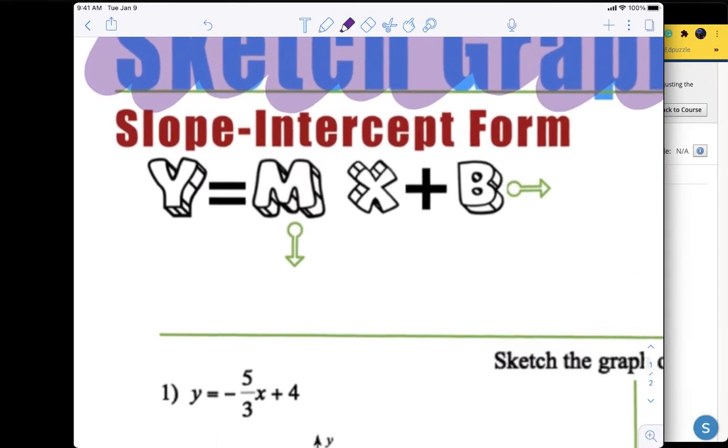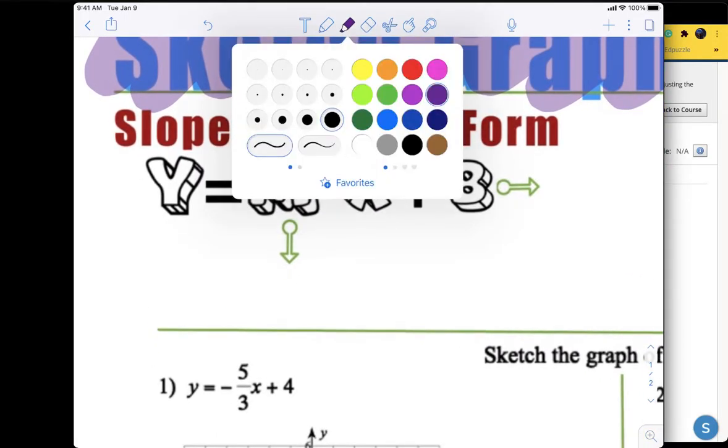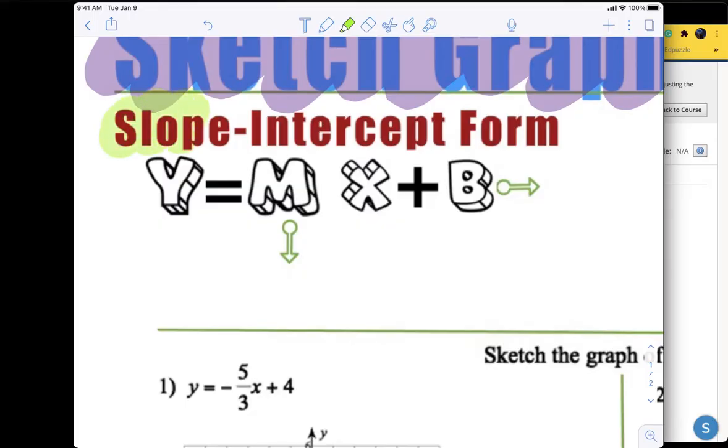So what we're looking for here is called slope-intercept form. This right here is called the slope-intercept form. And it reads exactly the way you see it: y equals mx plus b. Slope-intercept form, or y equals mx plus b.